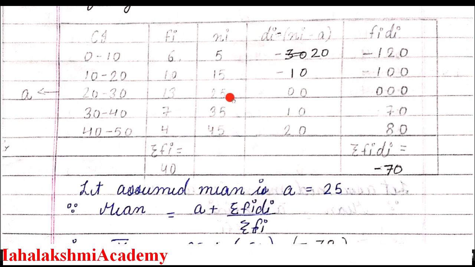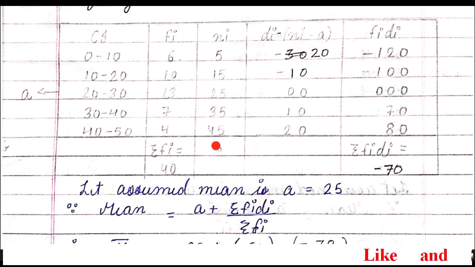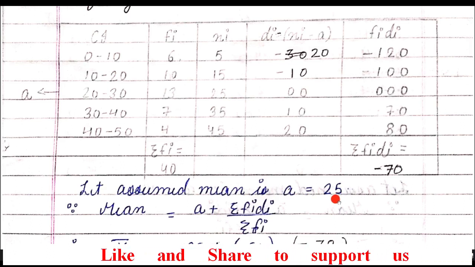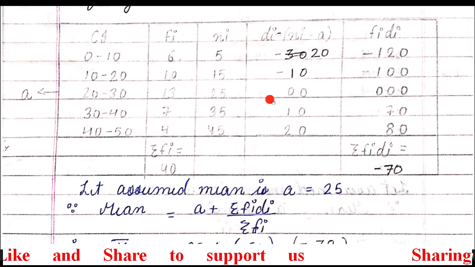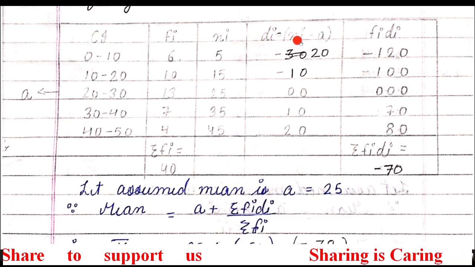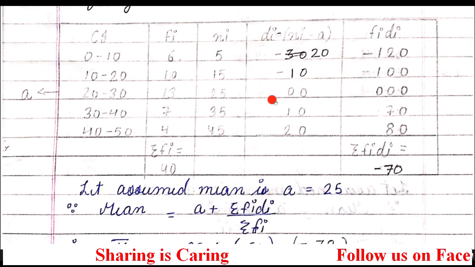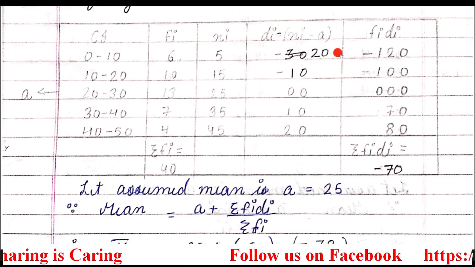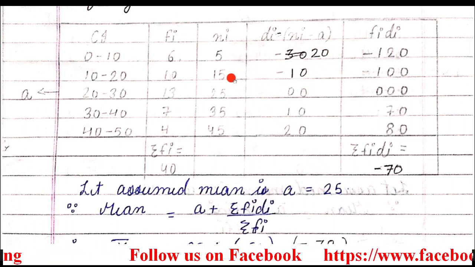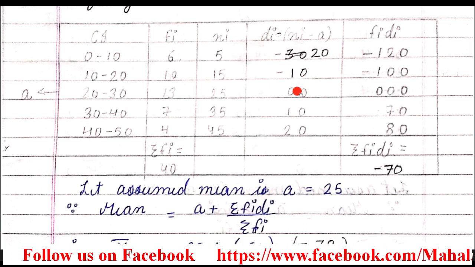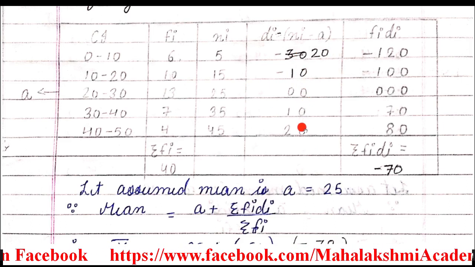Now we are bound to take 25 as the assumed mean, so we assume A as 25 because it is mentioned in the question. Taking 25 as the assumed mean, we will find the deviation. Deviation formula is Xi minus A. So 5 minus 25 will give you minus 20. In the same way, 15 minus 25 will give you minus 10. Like this, we have to obtain the Di column.